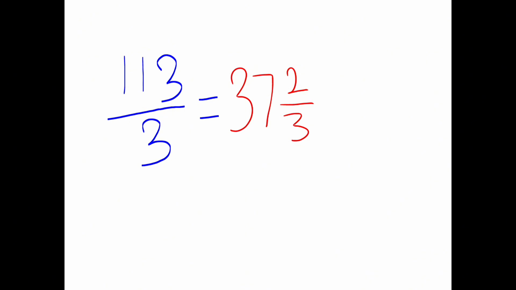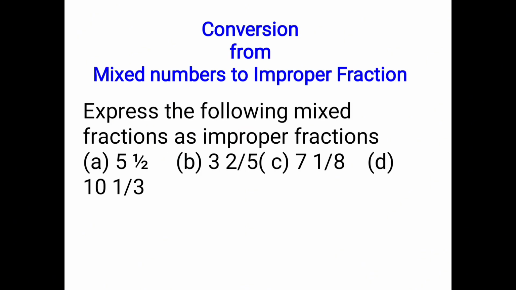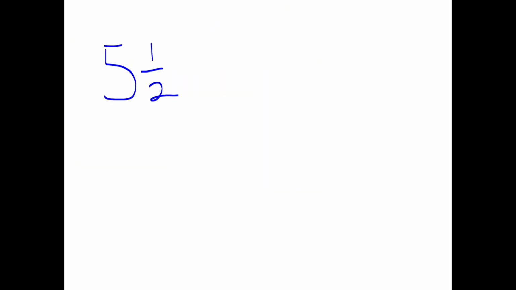So now we are to convert from mixed numbers to improper fractions. When you have a mixed number going to an improper fraction, it is so easy to do. So sit tight and let's do that. Our first question to convert from mixed number to fraction is 5 whole number 1 over 2. Very good. And here is what we do.